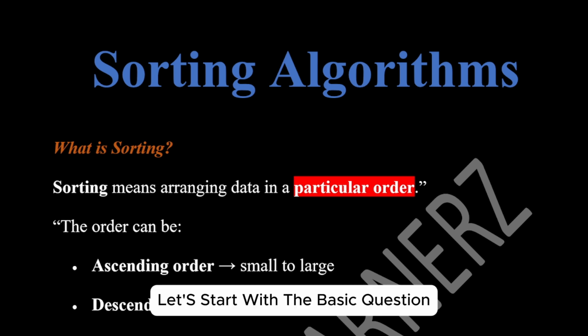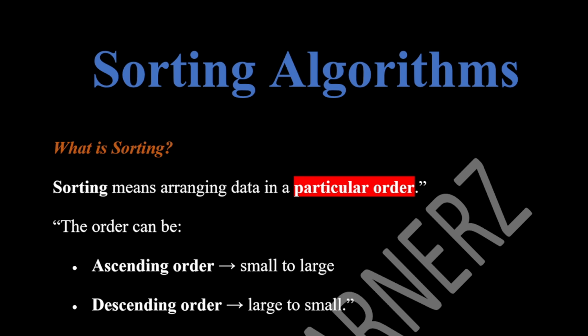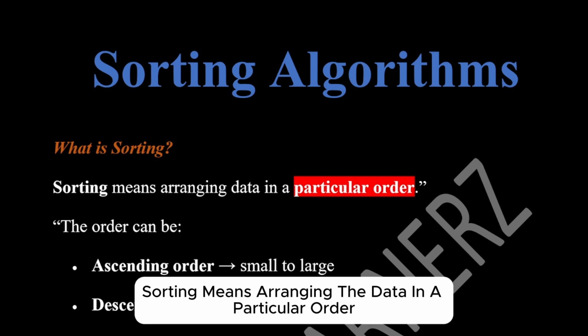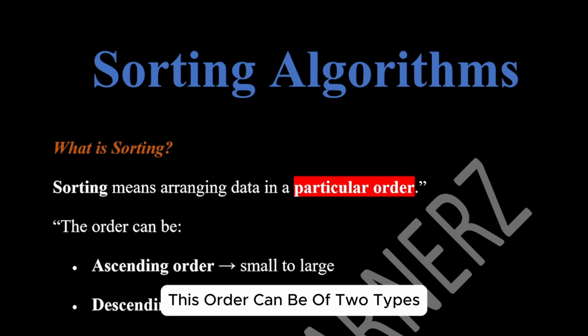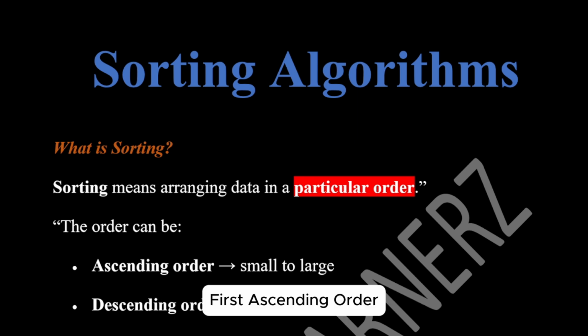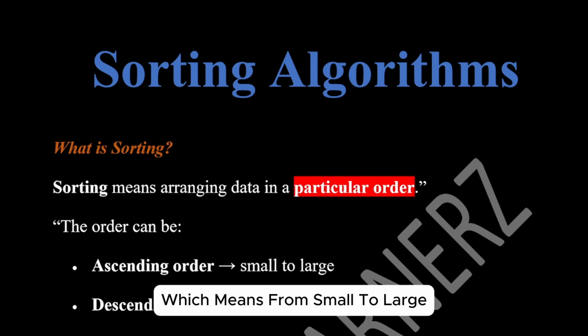Let's start with the basic question, what is sorting? Sorting means arranging the data in a particular order. This order can be of two types. First, ascending order, which means from small to large. Second, descending order, which means large to small.